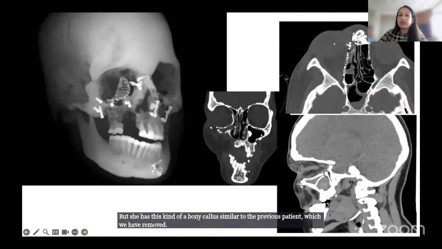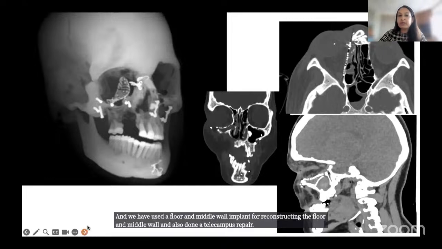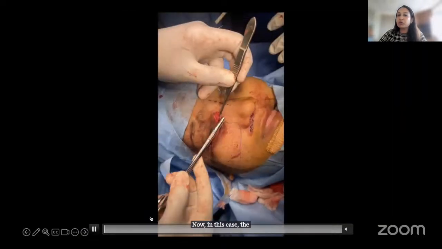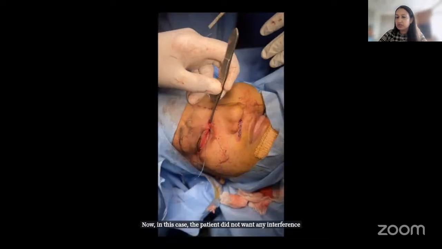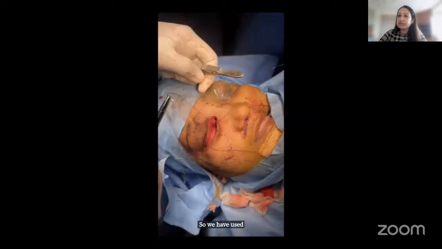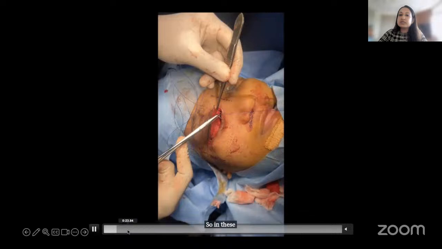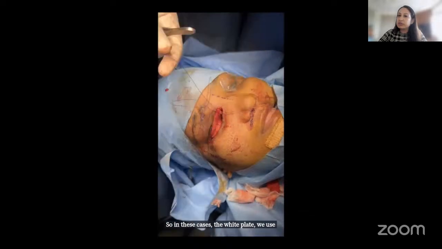And we have used a floor and medial wall implant for reconstructing the floor and medial wall and also done a telecanthus repair. Now, in this case, the patient did not want any interference with the other side, so we cannot do a transnasal wiring for her. So we have used a Y plate here for reconstructing the telecanthus. So in these cases, we use a Y plate so that we can reach the posterior lacrimal crest comfortably.